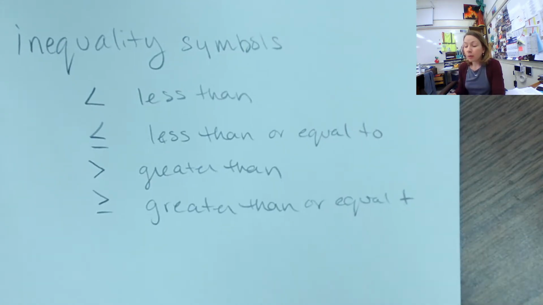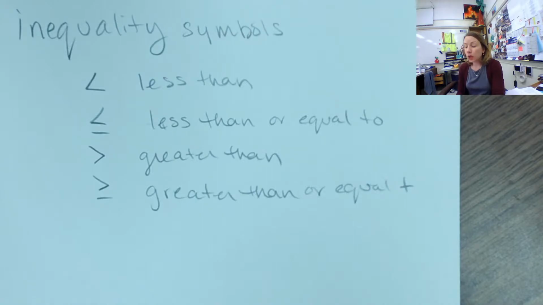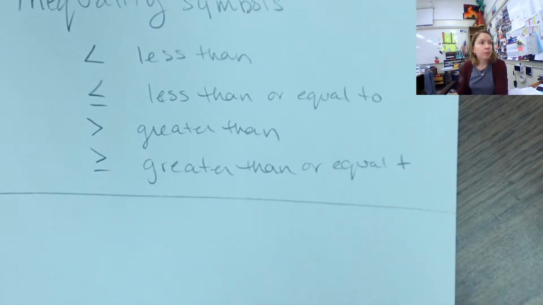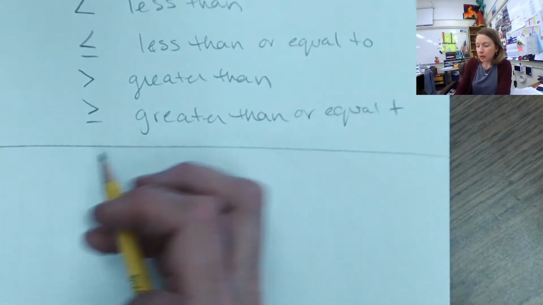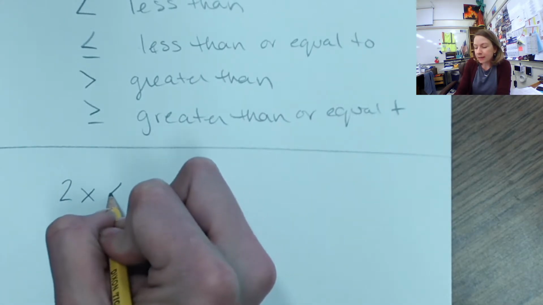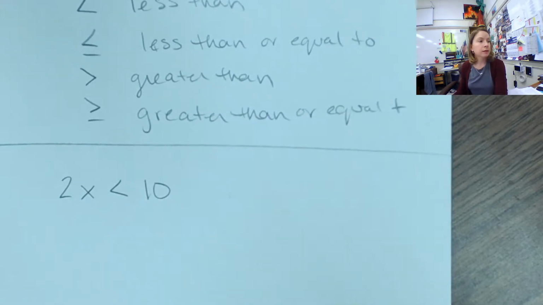So I'm going to look at a couple of really basic inequalities to solve. We're going to graph them on the number line, and then we'll look at kind of complicating the process a little with a little bit more complicated problems. So let's start off with something like this. Let's say I've got 2x is less than 10.